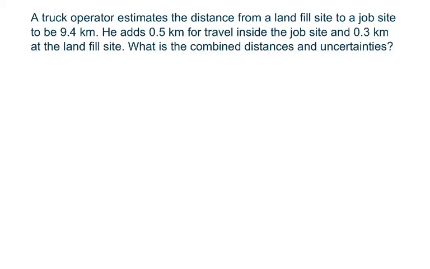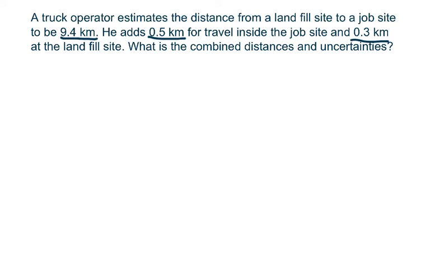Okay, last one. This is kind of a neat one because there are 3 measurements. There's 9.4 kilometers, 0.5 kilometers, and 0.3 kilometers. So this is what happens when you get multiple measurements. This might be 3 things you've weighed and you're going to add up, or you've taken 3 measurements of boards and you're going to put those boards all together. In this case, a truck driver estimates his distance from a landfill to a job site to be 9.4 kilometers. He adds a half kilometer for travel inside the job, 0.3 at the land site.